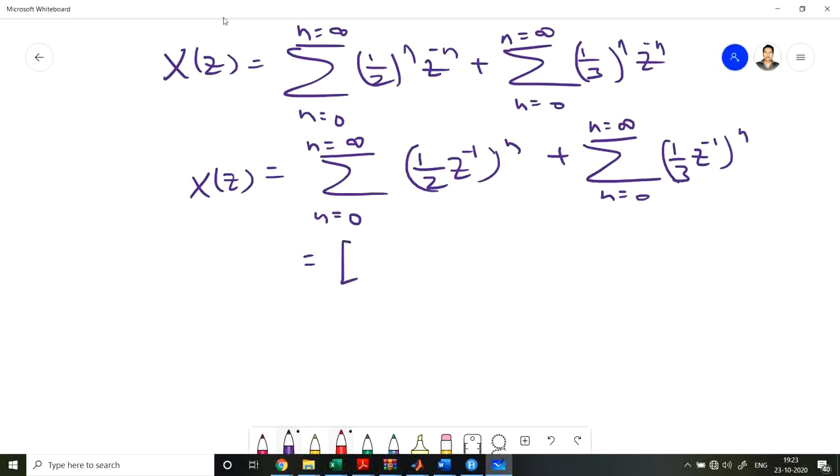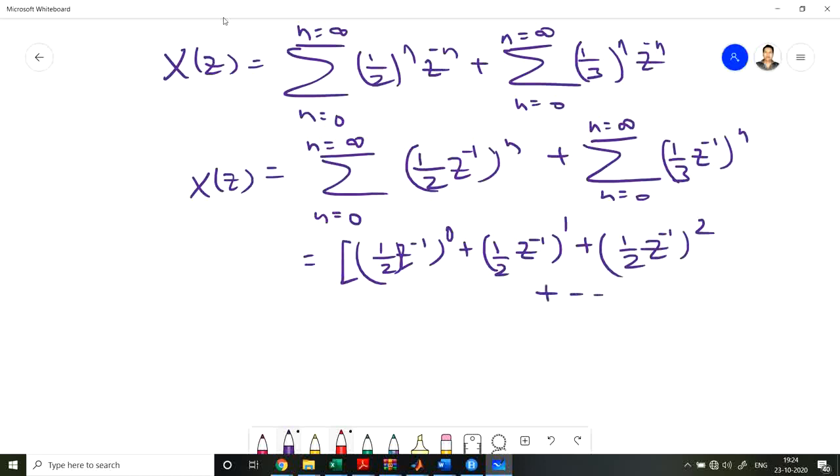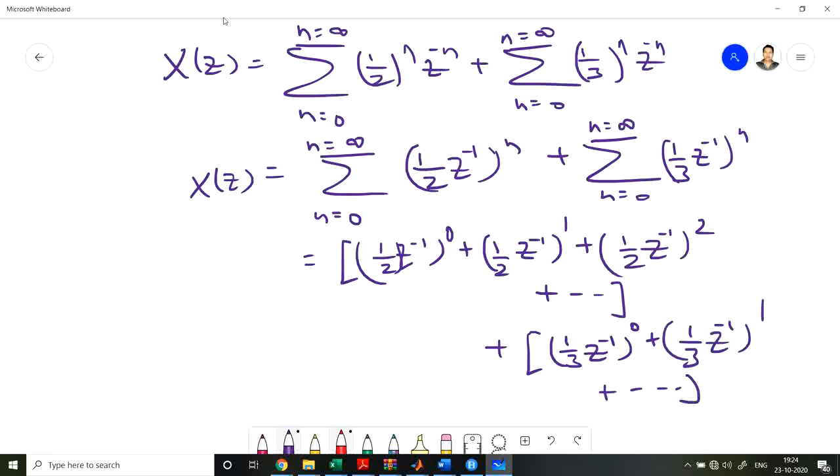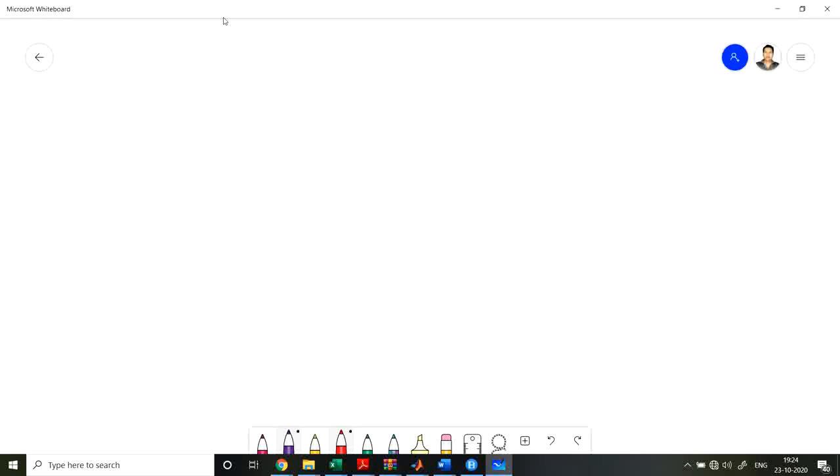So basically, if we put n equals 0, then it is (1/2 z inverse)^0 plus (1/2 z inverse)^1 plus (1/2 z inverse)^2 plus dot dot dot, plus (1/3 z^(-1))^0 plus (1/3 z^(-1))^1 plus dot dot dot. So this is X(z). Now we can see the convergence of this series.